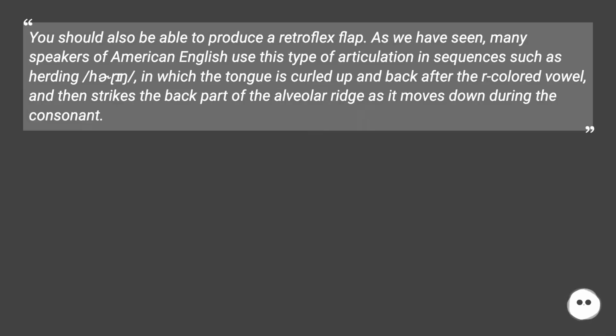You should also be able to produce a retroflex flap. As we have seen, many speakers of American English use this type of articulation in sequences such as herding, in which the tongue is curled up and back after the R-colored vowel, and then strikes the back part of the alveolar ridge as it moves down during the consonant.